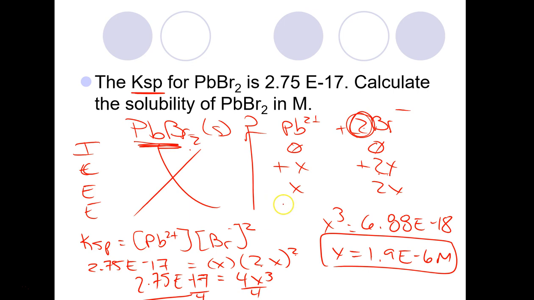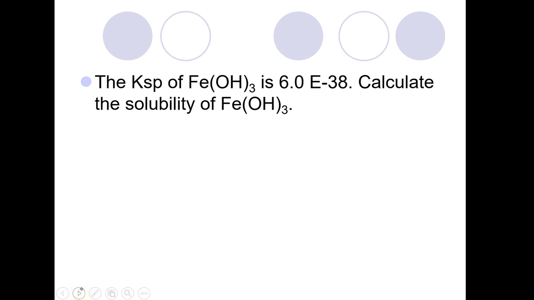If they asked you for the numbers, you would put in 4x 1.9 e to the negative 6, and you would put it in here, but don't forget you need double, so it would be 3.8 e to the negative 6. So you want to watch for that, okay? But generally speaking, it's not done much differently. So let's try this one.